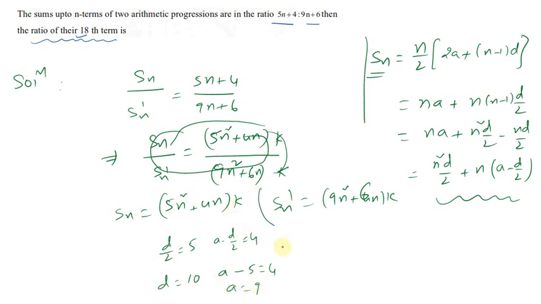Now you can find the nth term for this sequence. And here also, now come to this: d by 2 is equal to 9 and a minus d by 2 is equal to 6. d is equal to 18, a minus 9 is equal to 6, a is equal to 15. Now let me calculate the nth term for this.